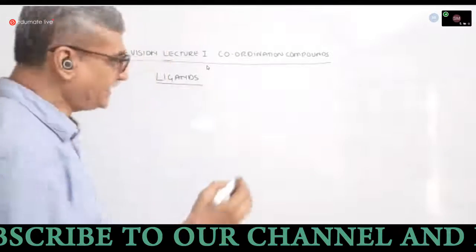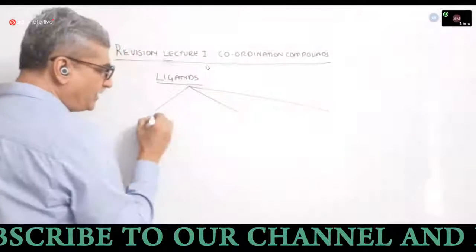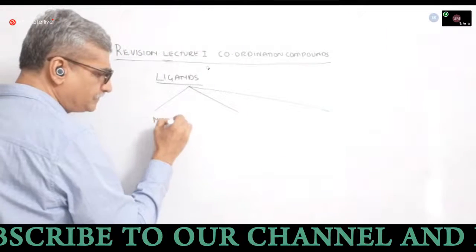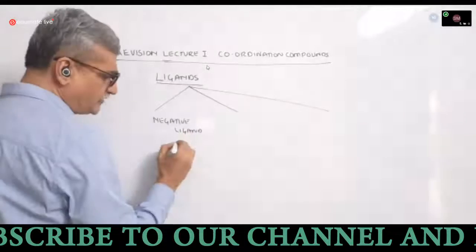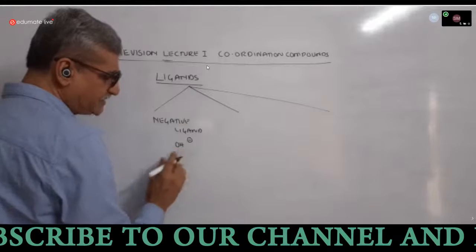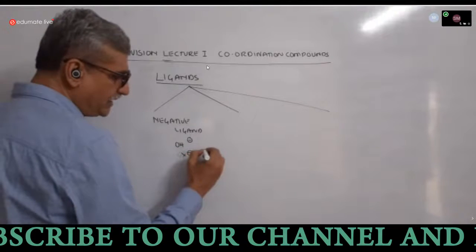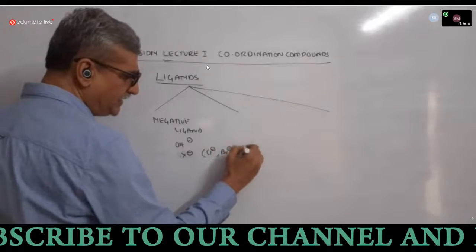So ligands. When you talk of ligands, basically there are 3 types of ligands. One is a negative ligand. So we have OH minus, popular, chloride, and halo. Halo is Cl minus, Br minus, I minus.